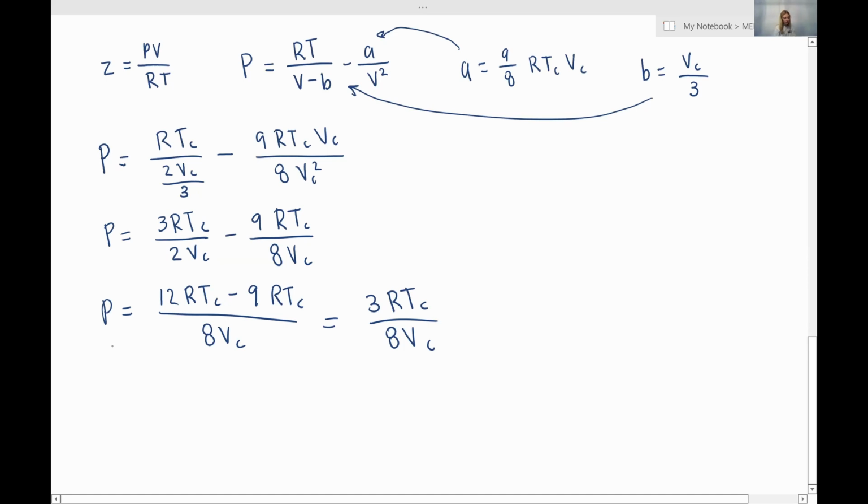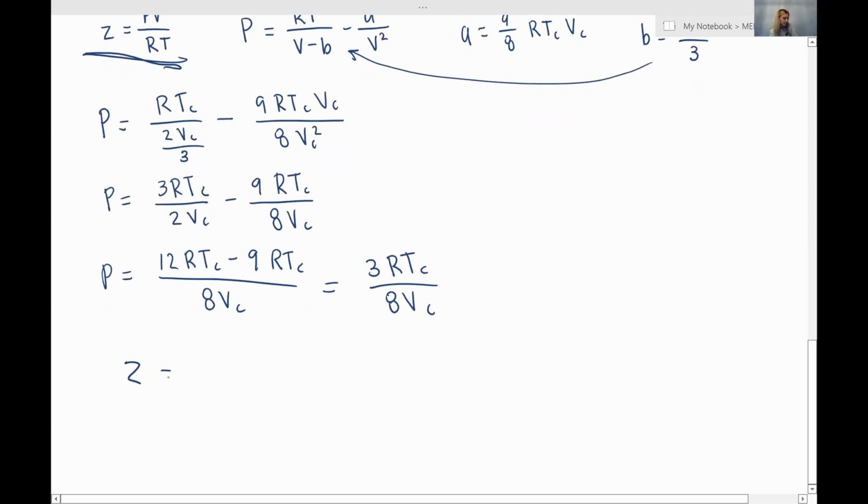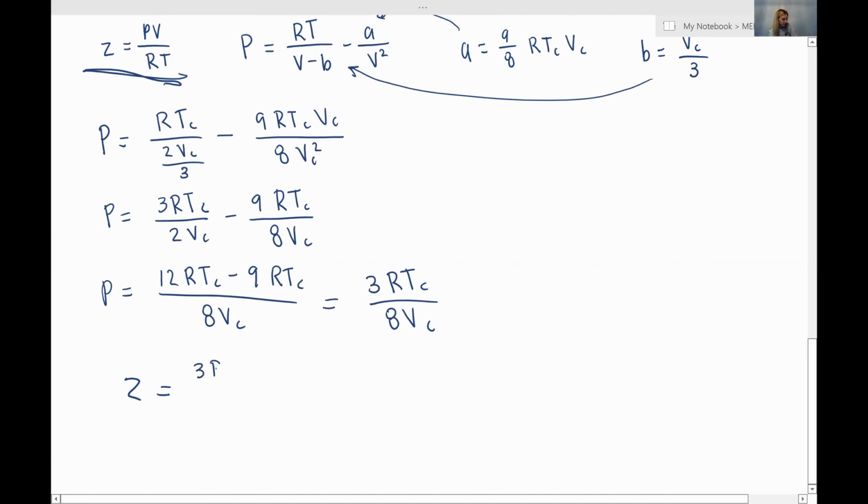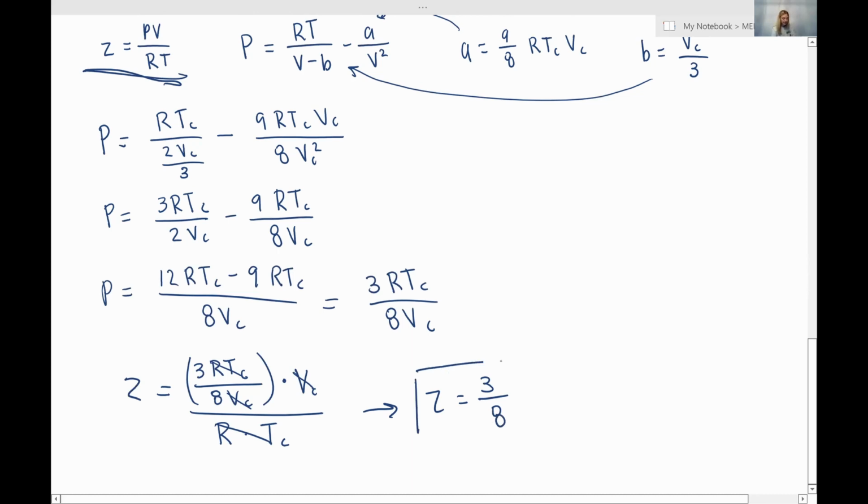So now that we have our simplified expression here, we're still trying to get at our Z value, which is the compressibility factor. So if you can see, we have a lot of like terms here. So maybe if we plug in our P for our P up in this expression up here, we can get some cancellations and find our compressibility factor Z. So we'll have Z is equal to 3 RTC over 8 VC multiplied by our VC divided by R times our critical temperature. So if you can see here, our VCs are going to cancel, and then our RTCs are going to cancel. So then we're left with Z equals 3 over 8. And that is actually going to be our compressibility factor for any substance at its critical temperature.